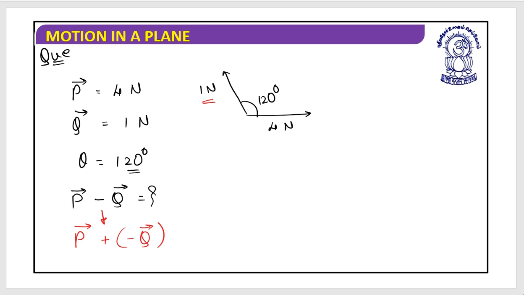This is 1 newton and this is q. If I reverse the direction of this, in this direction it is minus q, and it has the same magnitude because it has been multiplied by minus 1. So this is minus q. And now the angle between these two, this is 120, so this must be 60 degrees.